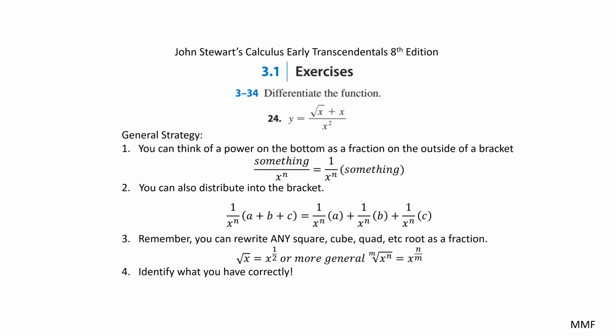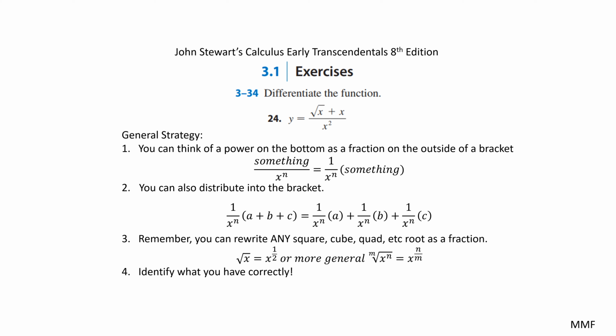Now, my general strategy, the way that I think about this, and there are several ways to solve this, is I think of all that stuff on the top divided by x to the n as being the same as 1 over x to the n times whatever's in the bracket. Now, you can also distribute into the bracket, which means you can basically consider this to be 1 over x to the n times a plus 1 over x to the n times b plus 1 over x to the n times c, and so on and so forth.